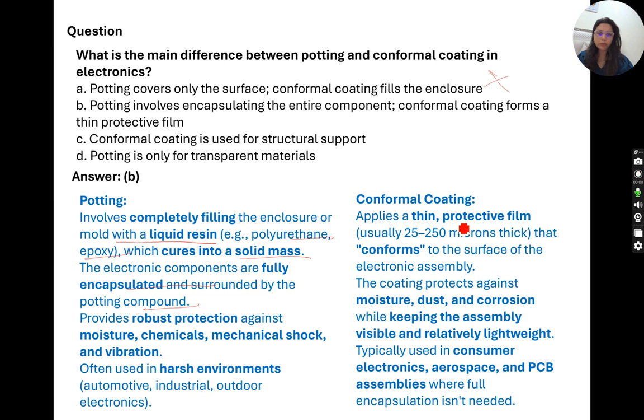And if we look at the conformal coating, it applies a thin protective film, usually 25 to 50 micron thick, that conforms to the surface of the electronic assembly. This type of coating protects against moisture, dust, and corrosion while keeping the assembly visible and relatively lightweight. It is typically used in consumer electronics, aerospace, and PCB assemblies where full encapsulation isn't needed. Whereas potting gives robust protection against moisture, chemicals, and mechanical shock.